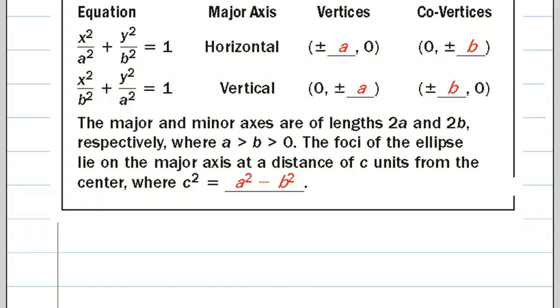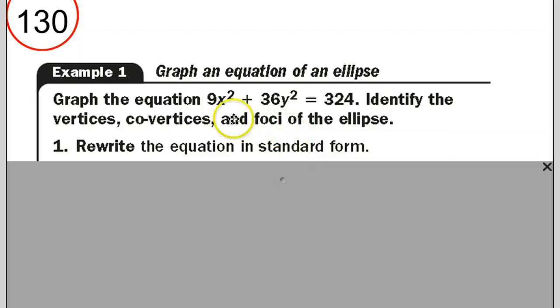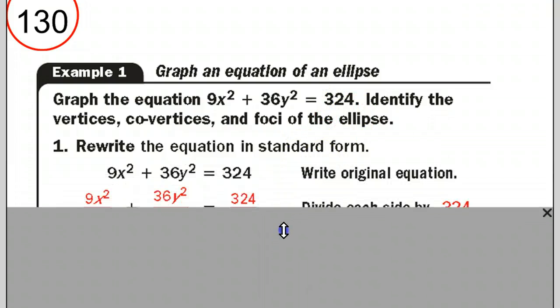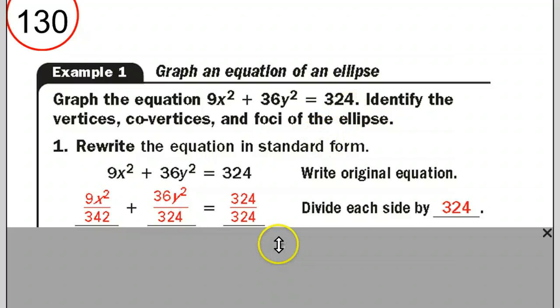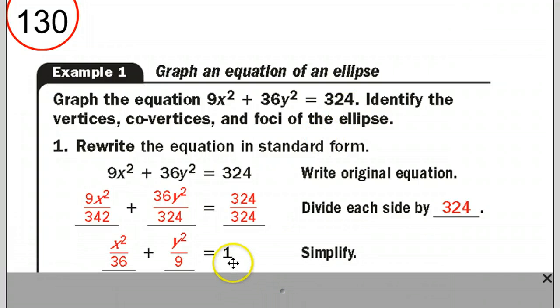So we're going to take a look at some examples to solidify what we've learned. Here we have an equation, and we want to identify the vertices, co-vertices, and foci. But unfortunately, in this format, it's difficult to identify that. So we're going to rewrite it so that we have an x squared over something and a y squared over something, and the right side equal to 1. To do that, we divide both sides by 324 so I can get 1 on the right hand side. And when I divide the left side by 324, I get x squared over 36 and y squared over 9.